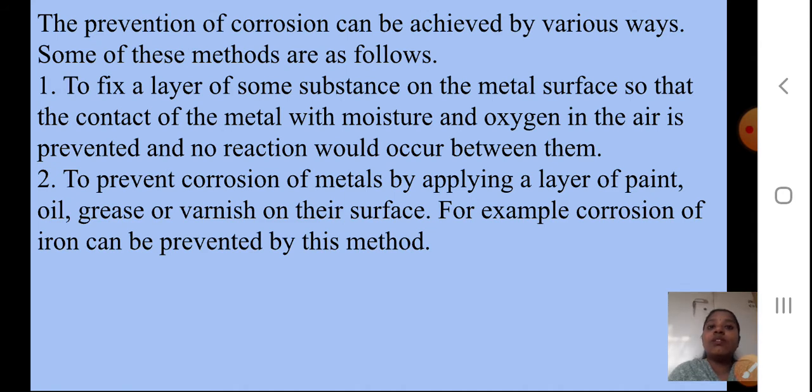First, fix a layer of some other substance on the metal surface, so that the contact of the metal with moisture and oxygen in the air is prevented. So there is no direct contact of the metal with moisture and air, and no reaction would occur between them. To break the chemical reaction, we apply another substance, a thin layer of that. Second point, prevent corrosion of metals by applying a layer of paint. I can paint it, I can oil it, I can use grease or varnish on the surface. For example, corrosion of iron can be prevented by all these methods.